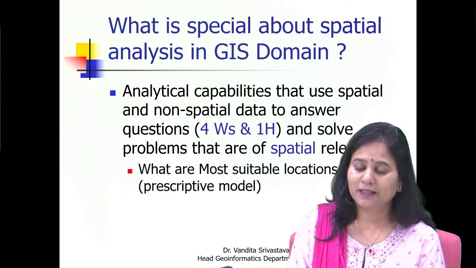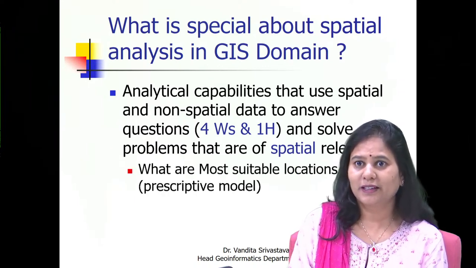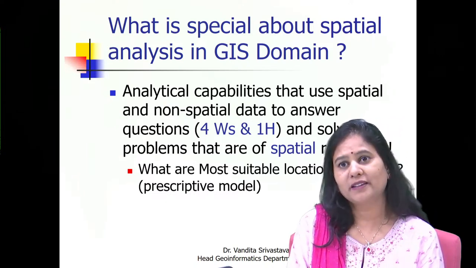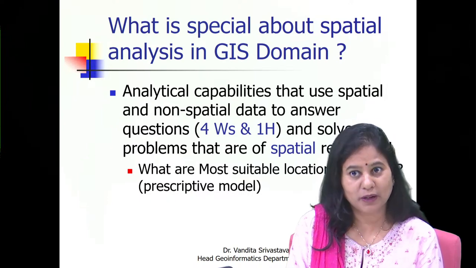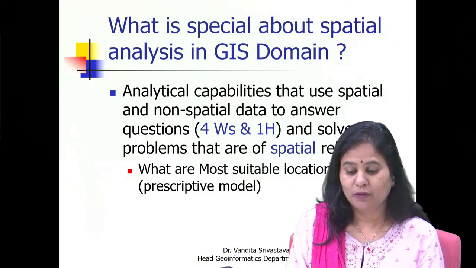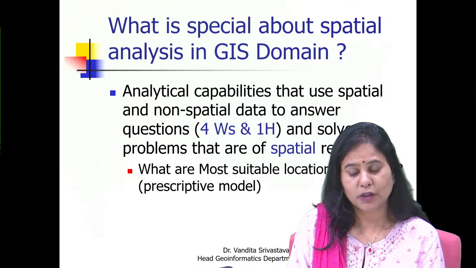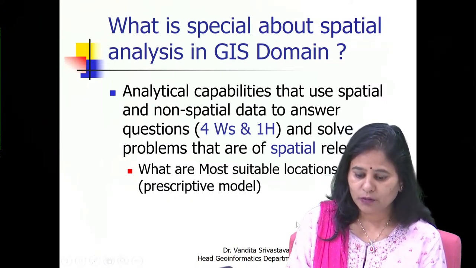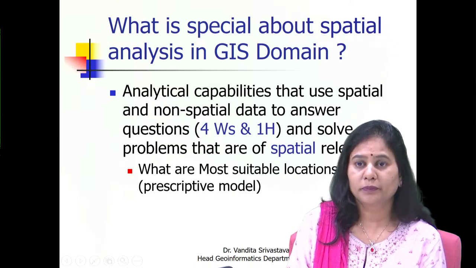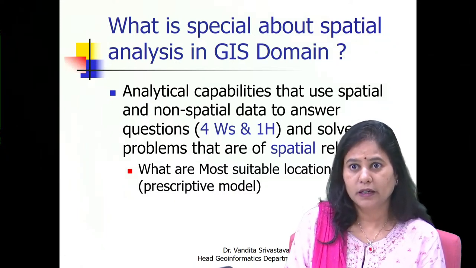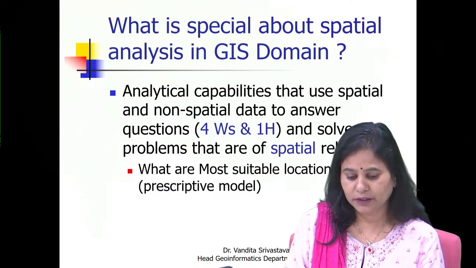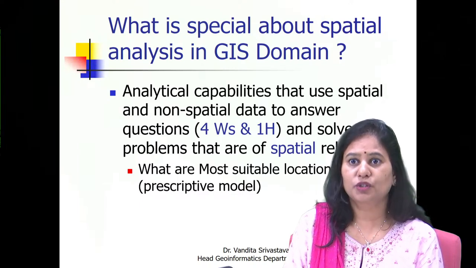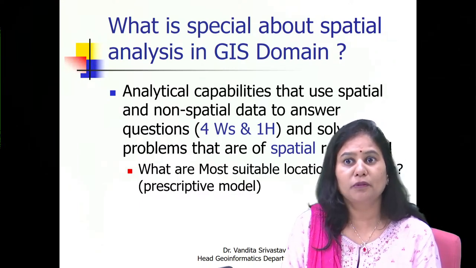So for example, what will be of spatial relevance? That is pertaining to space, any such problem, for example, if fire has ignited at one place, how it is going to spread in space and time, what are most suitable locations of a dam. So you can carry out various kinds of modelings. If you wish to construct a dam on a water body, on a river, you are trying to prescribe a model for construction of dam. So it is called prescriptive modeling.